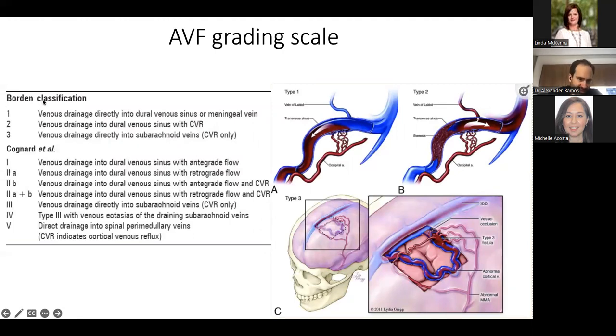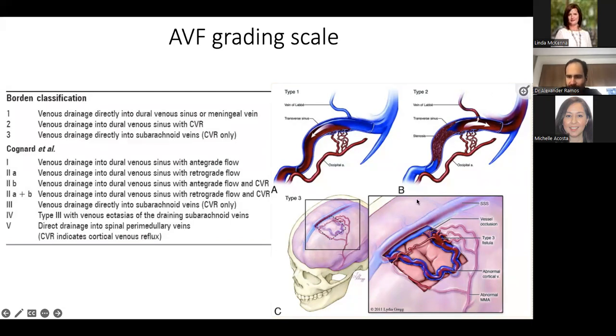The Borden classification is what we use to classify fistulas, 1, 2, and 3. Don't worry about Cognard, that's a little complicated. I like Borden because it's simple and makes sense. So type 1 is an artery connecting to a sinus, and it's draining in the correct direction. The sinus drains from the brain to the heart. So it's an artery connected to a sinus and it's draining in the right direction.